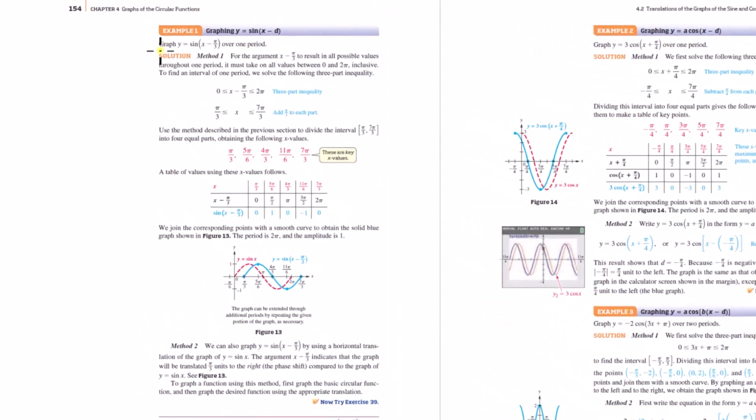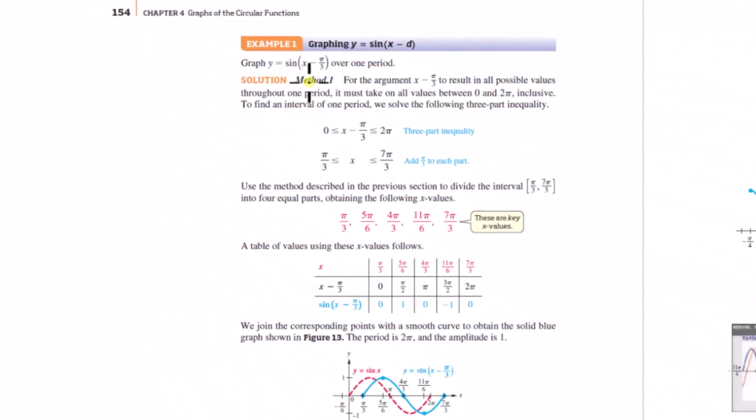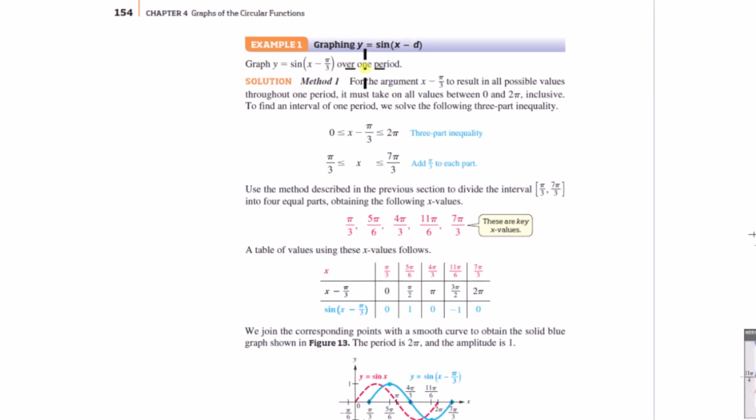Okay, graph y is equal to sine of x minus pi over 3 over 1 period. When we work example problems for graphing these, there are two methods that the textbook gives, and there's one method that I really like, which I think is really intuitive. Method 1: for the argument x minus pi over 3 to result in all possible values throughout 1 period, it must take on all values between 0 and 2 pi inclusive to find an interval of 1 period. Yeah, I like this first method.